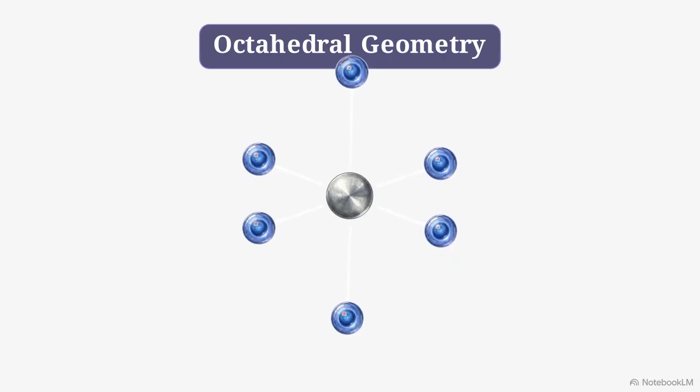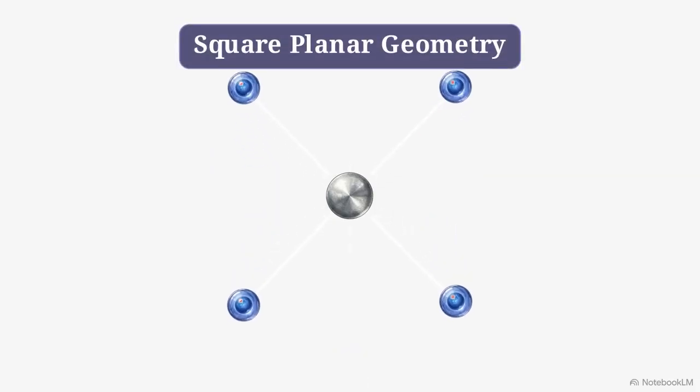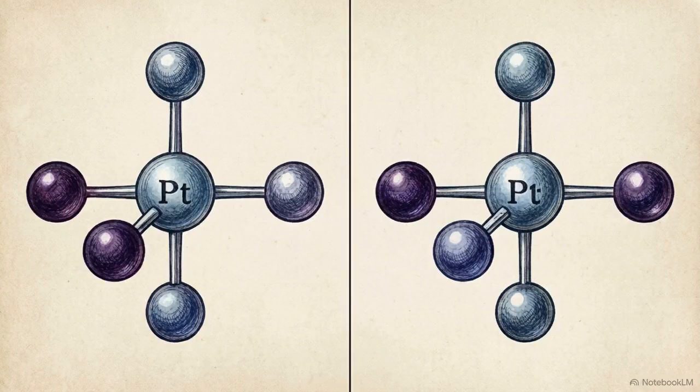A metal bonding with 6 ligands typically forms an octahedral layout. If it bonds with 4, it may settle into a flat, square planar framework. This rigid geometry enables isomerism. This is a phenomenon where two complexes have identical chemical ingredients, but those ingredients occupy different positions in three-dimensional space.